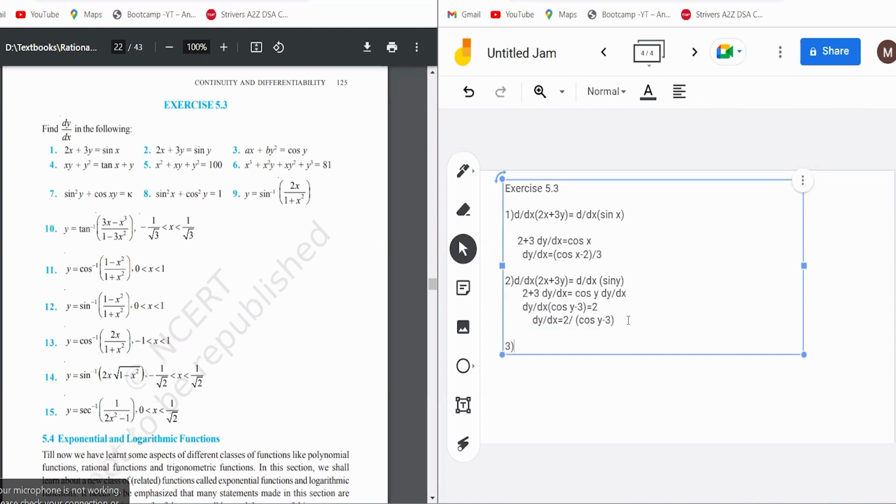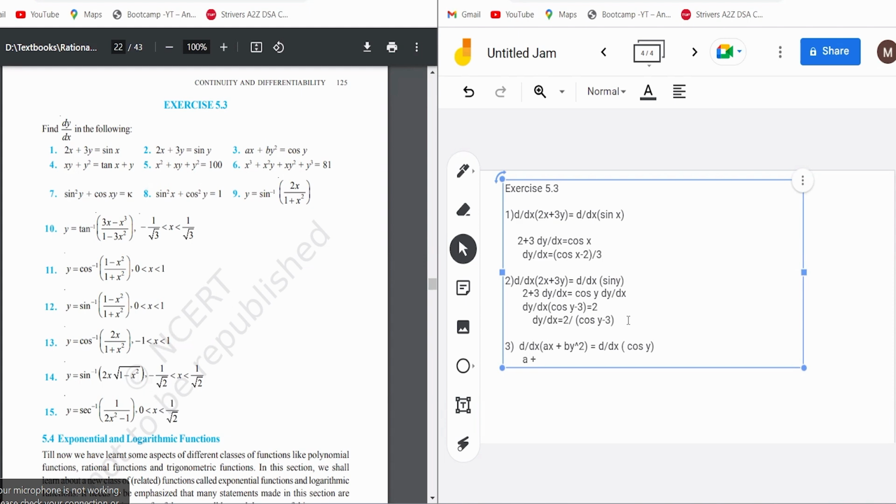आगे चलते हैं क्वेश्चन नंबर 3 पे। क्वेश्चन नंबर 3 में क्या दिया हुआ है, दोनों तरफ डिफरेंशिएट करना है, तो अपन लिख लेते हैं साथ में (ax + by)² = d by dx of cos y. ठीक है, तो अपन को ये करना है, तो d by dx of x would be a.